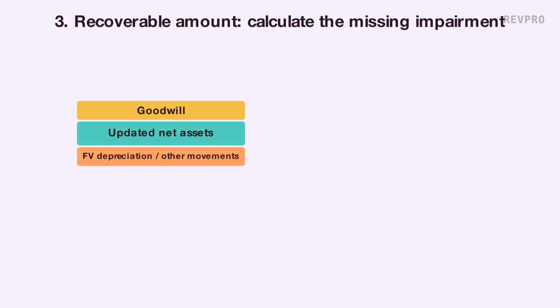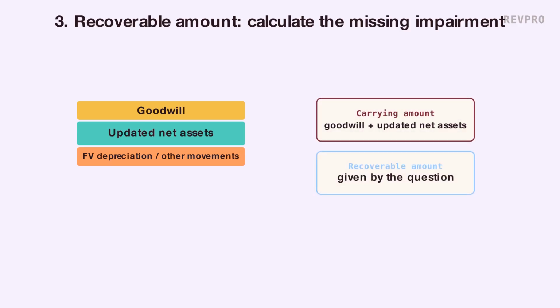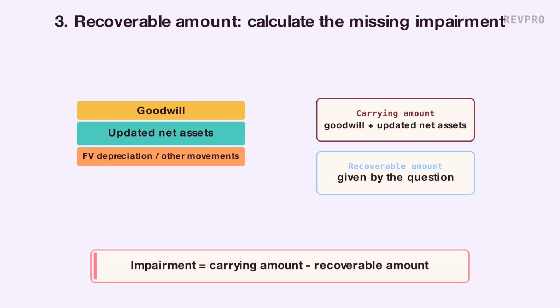Third, goodwill impairment when the impairment amount is not given. Sometimes the question says goodwill is impaired, but instead of giving the impairment, it gives a recoverable amount. That is not missing information. It is a signal. You must calculate the carrying amount of the cash generating unit at that date. That means goodwill plus the carrying amount of the subsidiary net assets updated for post-acquisition movements, fair value depreciation, and any relevant adjustments. Then compare that carrying amount with recoverable amount. If carrying amount is higher, the excess is impairment.